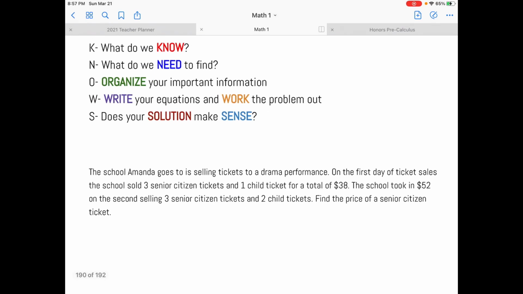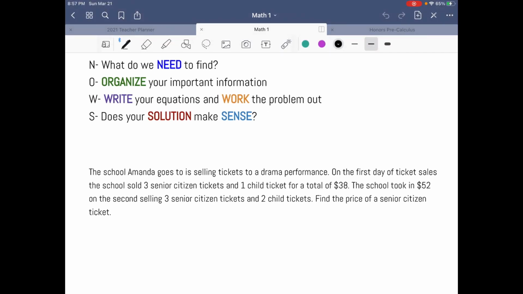So we're going to start with know. What do we know? So I'm going to highlight what I know, or if you're writing it on your piece of paper, then you're going to write down what you know. So in this particular example, we know that on the first day of ticket sales, they sold 3 senior citizens and 1 child for a total of $38. Now, on the second day, they made a total of $52 by selling 3 senior citizens and 2 child tickets. That's what's important.